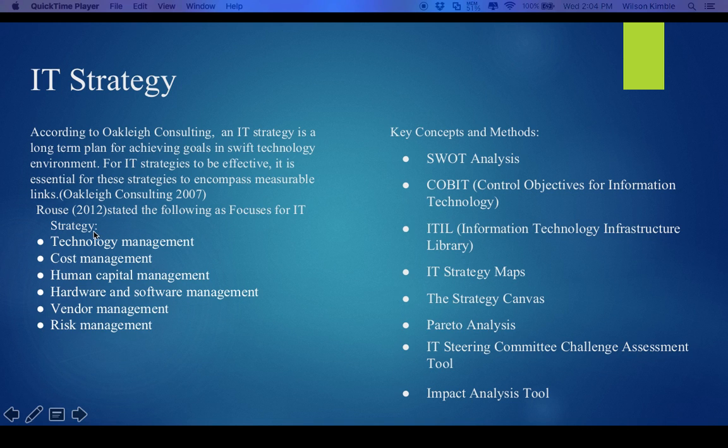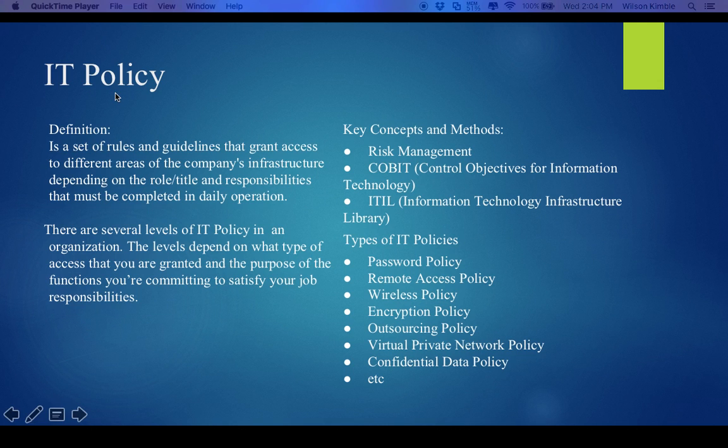Also, the focuses of IT strategy by Roos are technology management, cost management, human capital management, hardware and software management, vendor management, and risk management. The key concepts and methods are SWOT analysis, COBIT, which is what we're studying now, ITIL, which I had the opportunity to learn more about last semester, IT strategy maps, IT strategy canvas, and so on. We're going to go to the next slide, which is IT policy.